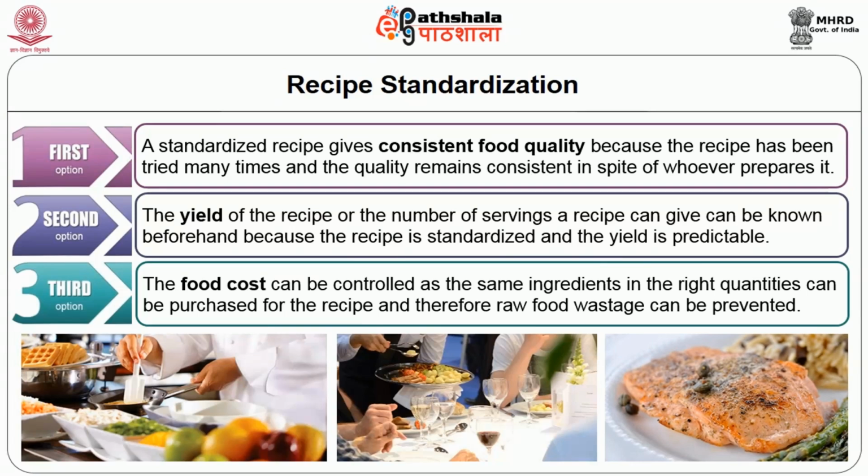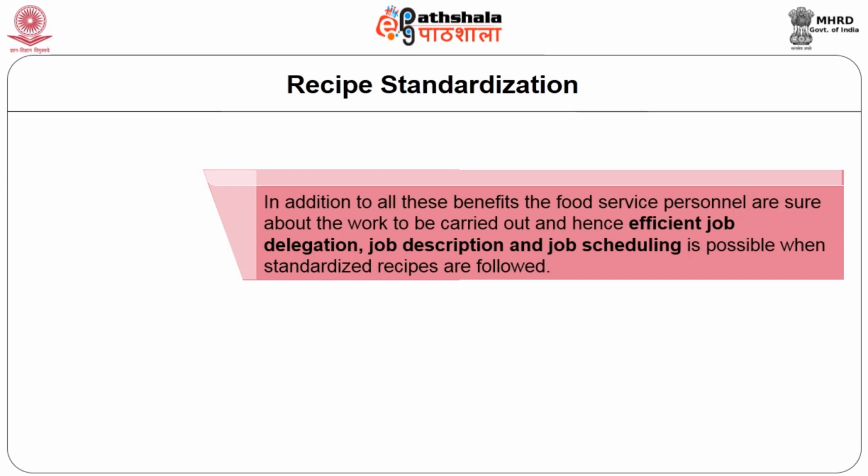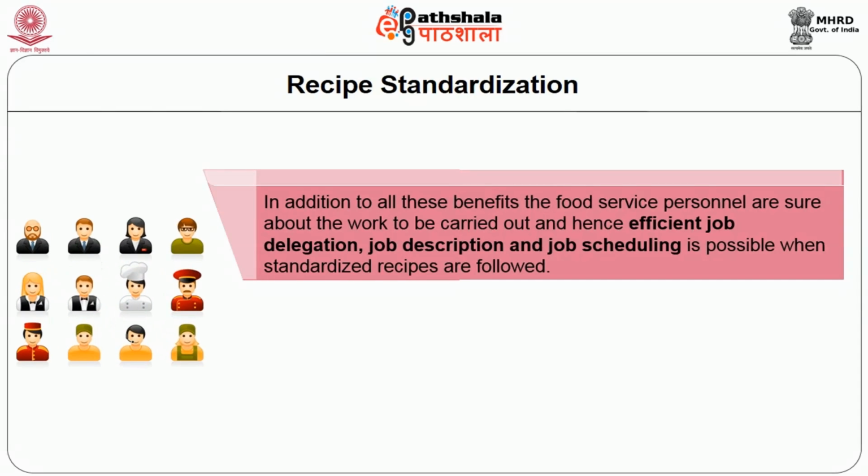Thirdly, the food cost can be controlled as the same ingredients in the right quantities can be purchased for the recipe and therefore raw food wastage can be prevented. Hence, a consistent purchasing procedure can be followed if the recipe is standardized and last minute decisions by the purchase officer can be minimized. Next, the use of a standardized recipe helps to maintain food inventory because the recipes to be produced is known in advance.